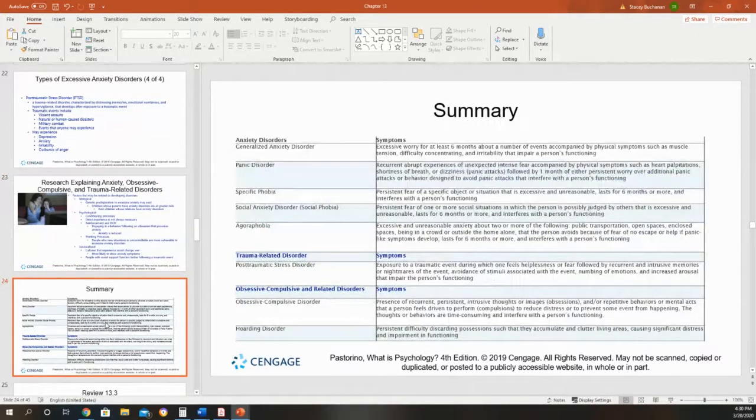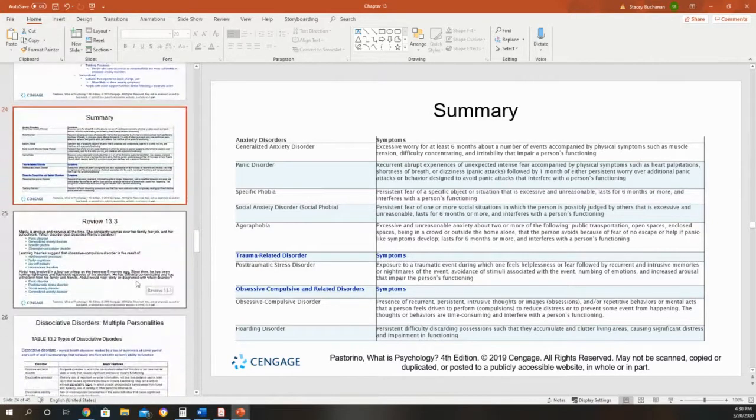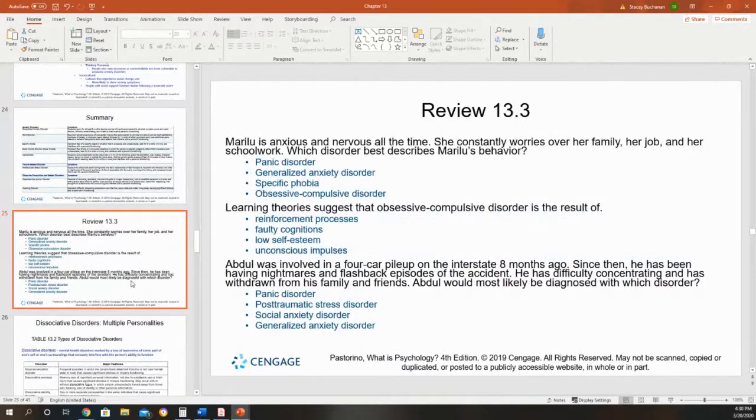So this is on your slide too, but this just kind of provides an overview of each one. Strongly recommend reviewing it to help you out. So let's go through a quick review. Mary Lou is anxious and nervous all the time. She constantly worries about her family, her job, her schoolwork. Which disorder describes Mary Lou's behavior? So she's constantly worried about all these types of things. There's no specific thing that she is worried or concerned about. So that'd be generalized anxiety disorder.